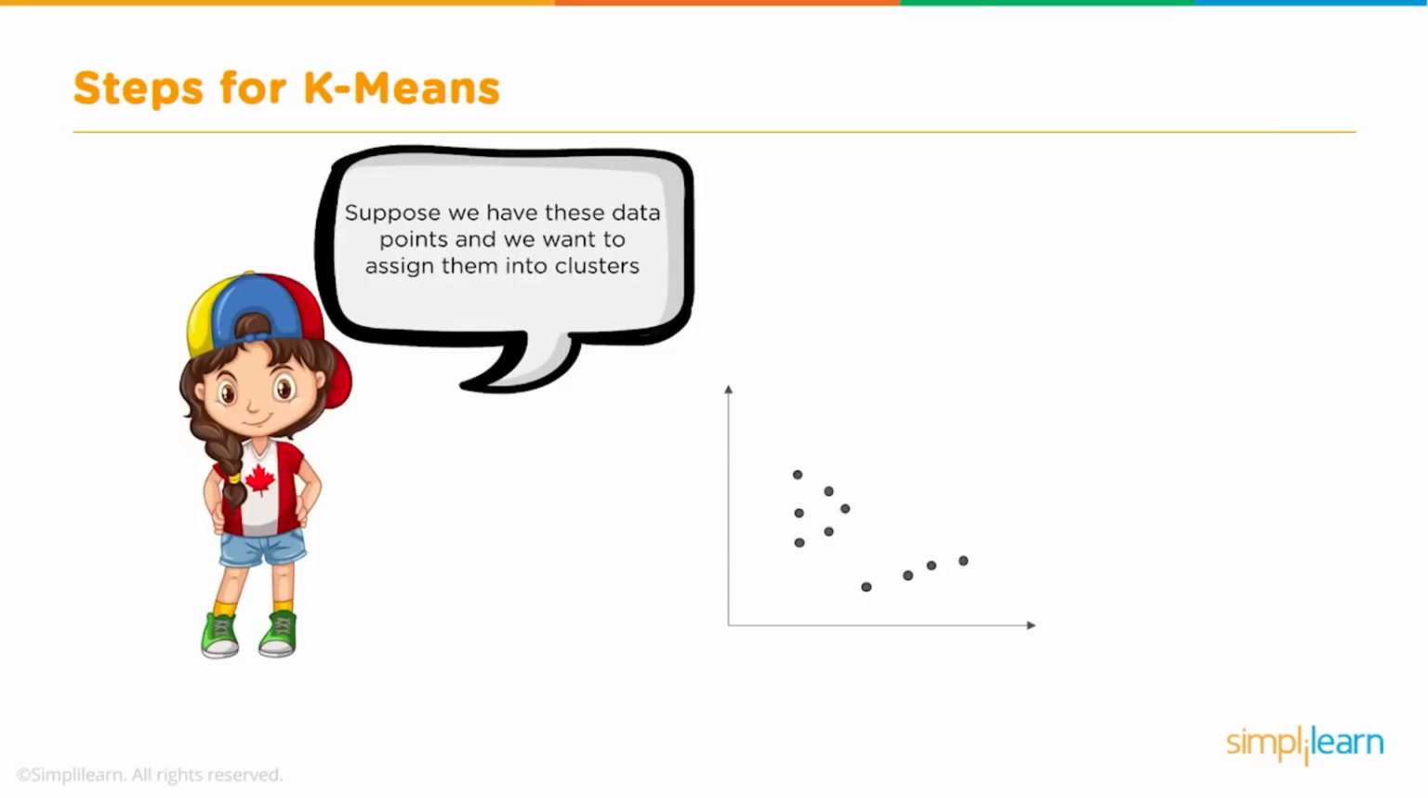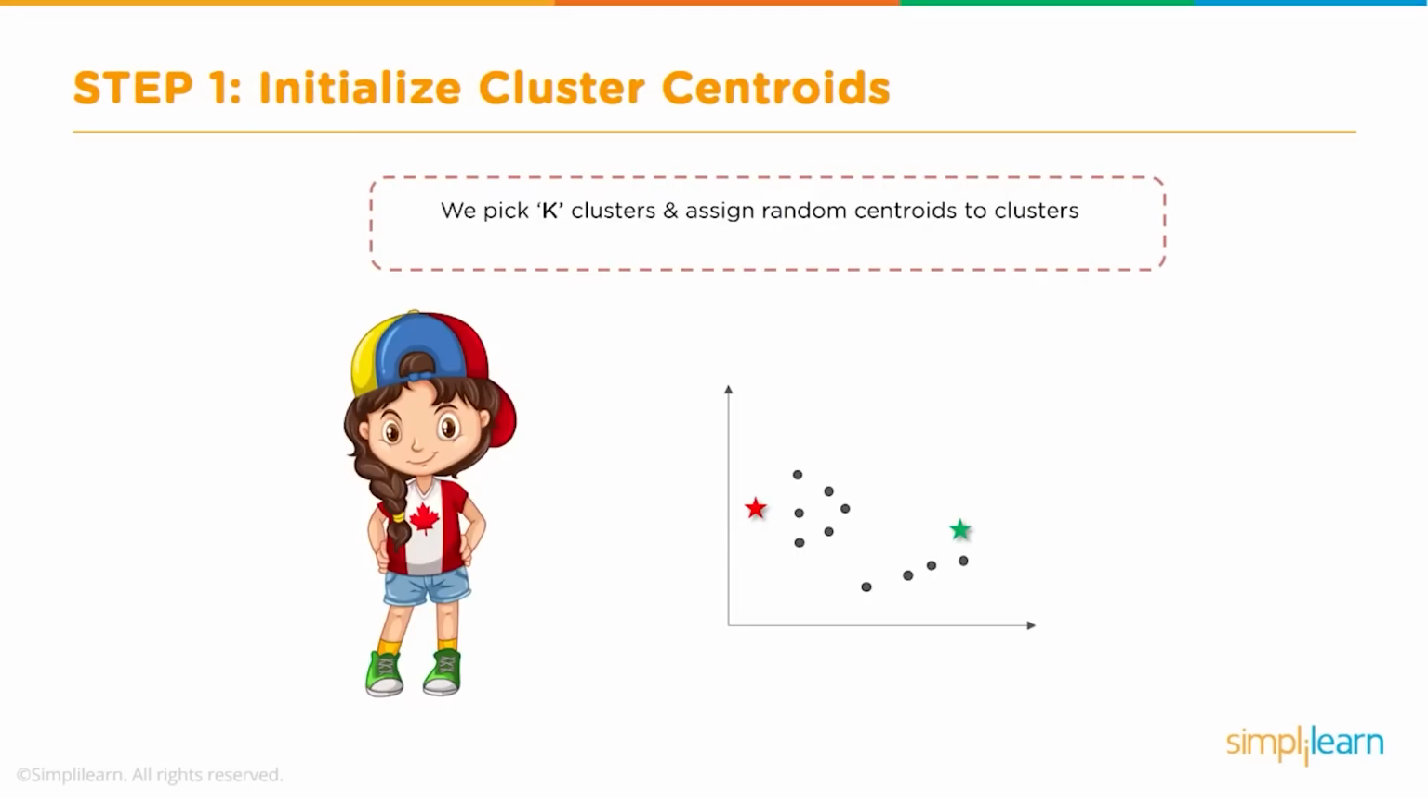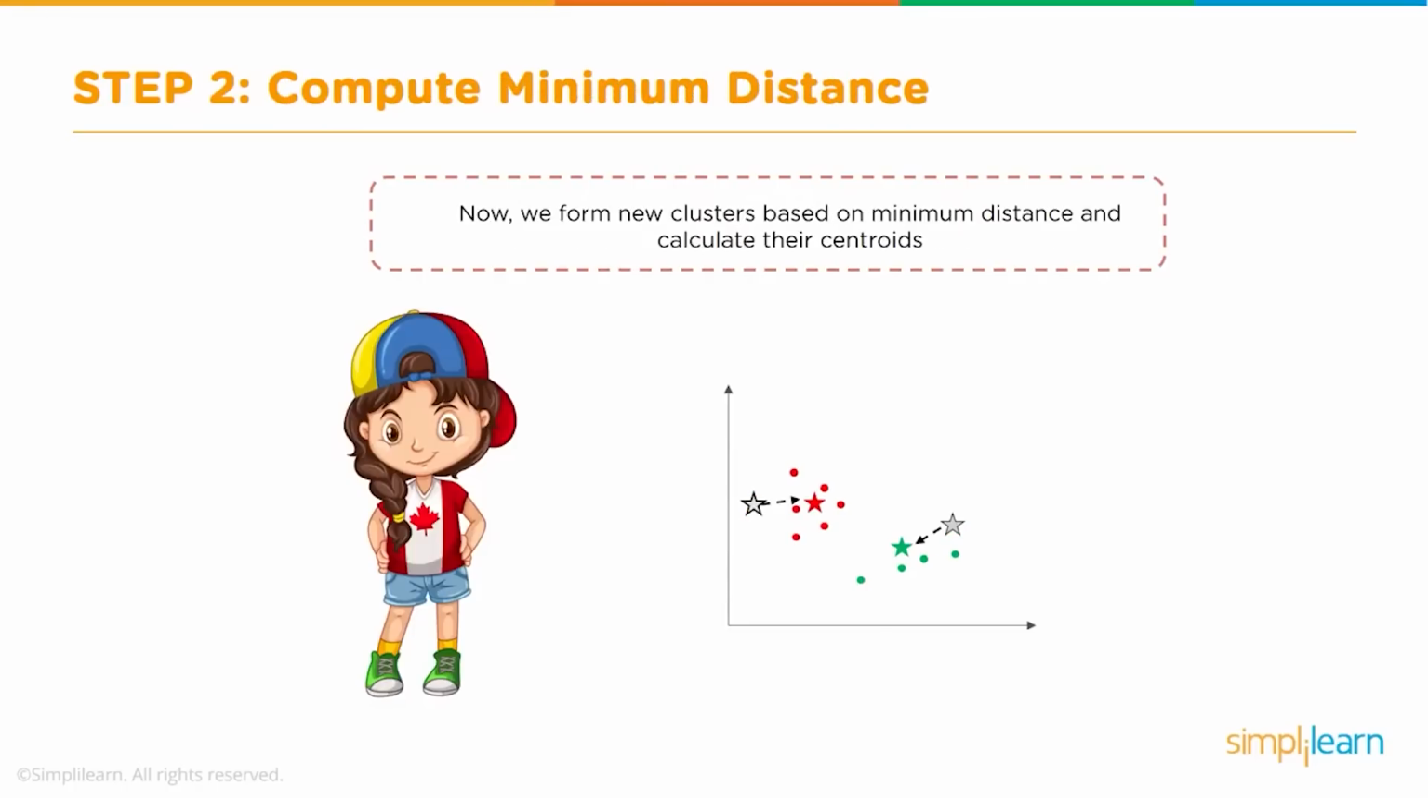Suppose we have these data points and want to assign them into a cluster. Now when I look at these data points, I would probably group them into two clusters just by looking at them. I'd say two of these groups of data kind of come together. But in K-means, we pick K clusters and assign random centroids to clusters, where the K clusters represents two different clusters. We pick K clusters and assign random centroids to the clusters, then we compute distance from objects to the centroids. Now we form new clusters based on minimum distances and calculate the centroids.